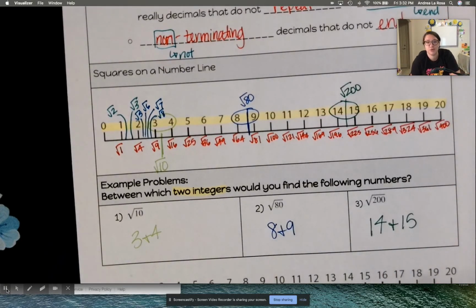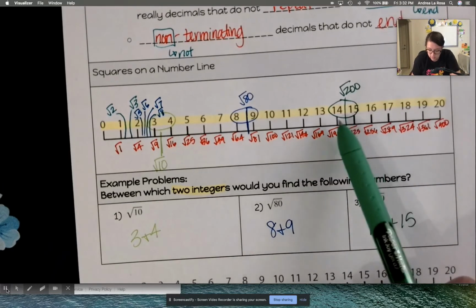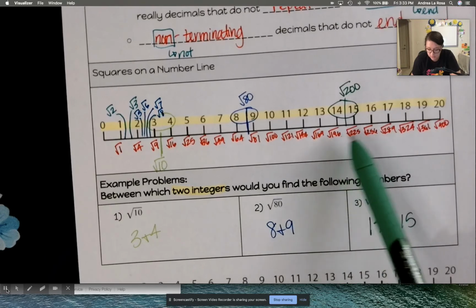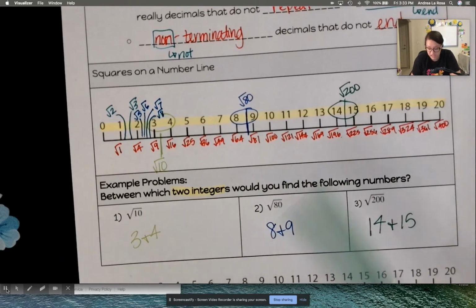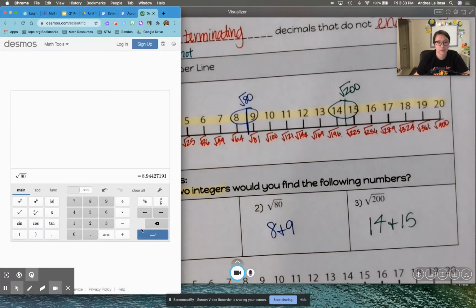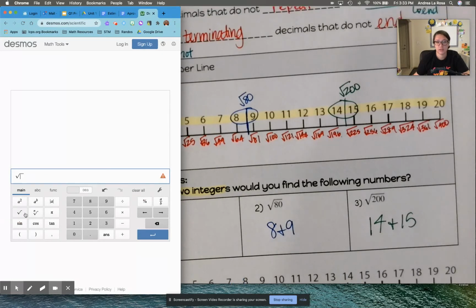Which one is it going to be closer to, 14 or 15? It's going to be closer to 14. That's right. Let's put it in the calculator again just to see what we get. Clear. So the square root of 200, we get 14.1421356, and it keeps on going. So we were right, it is closer to 14, but it is between 14 and 15.